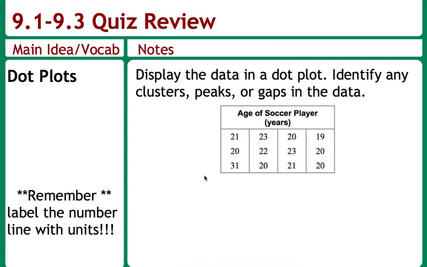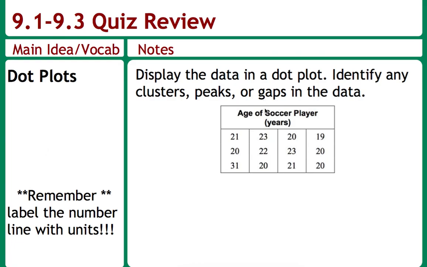Well, welcome everyone to the 9.1 to 9.3 quiz review. So we started things off with this unit talking about dot plots. Dot plots are a way to display a data set. Here in this table we have a set of data values called a data set, and it represents the age of soccer players on a team in years.